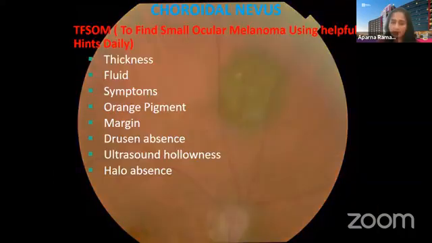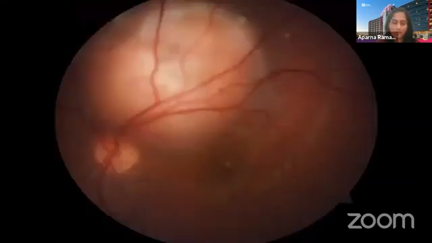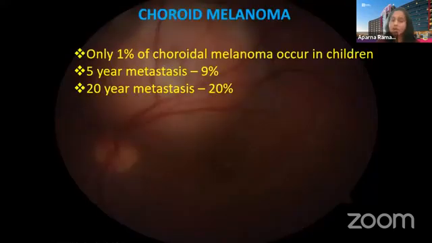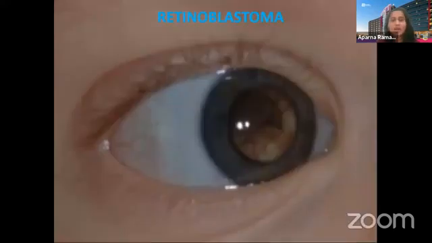This is a choroidal nevus, and you use the mnemonic TFSOM-DUH to differentiate nevi from melanoma. This is a choroidal melanoma in a child.